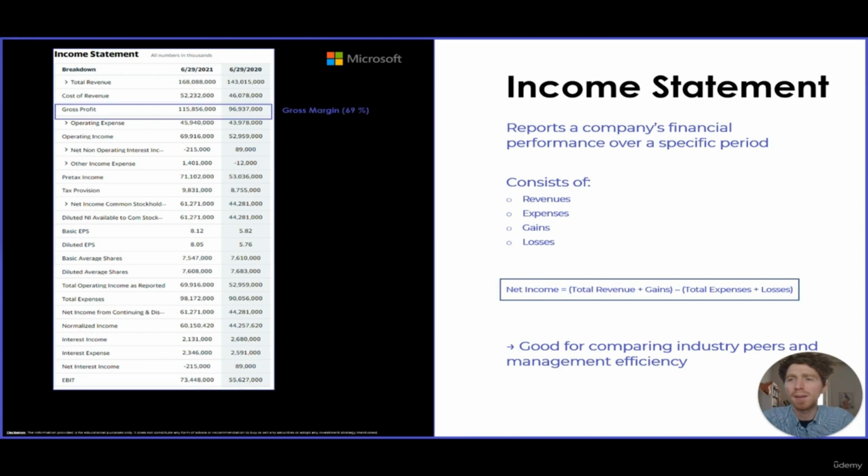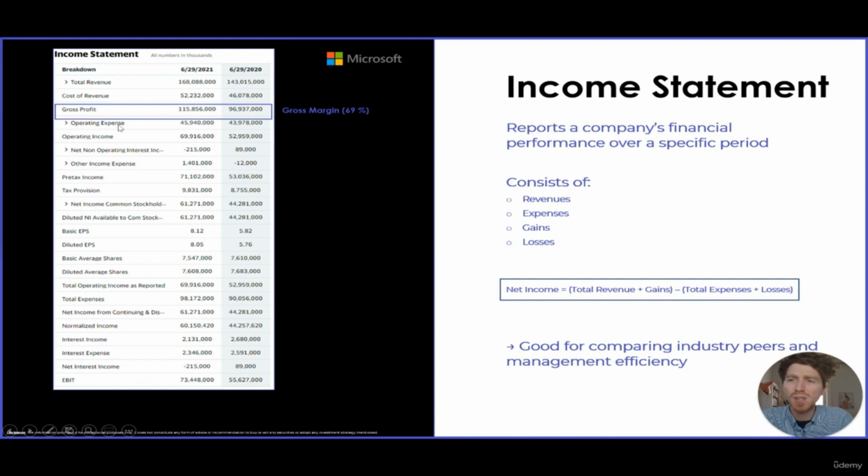So if we look at the income statement of Microsoft, starting on top, let's take the year 2021, the total revenues were about 168 billion US dollars, and the costs of revenue, also often referred to as costs of goods sold, have been around 52 billion, which means they made a gross profit of $115 billion, which equals an amazingly good gross margin of 69%. So revenues minus expenses equals gross profit.